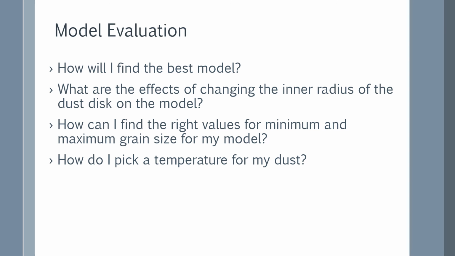Smaller grain sizes reach higher temperatures, which is why we can see the model shifting down between a smaller minimum grain size and a larger minimum grain size. When the minimum grain size is set at a smaller value, the dust is farther away from the white dwarf. When the minimum grain size is set at a larger value, the dust is closer to the white dwarf.